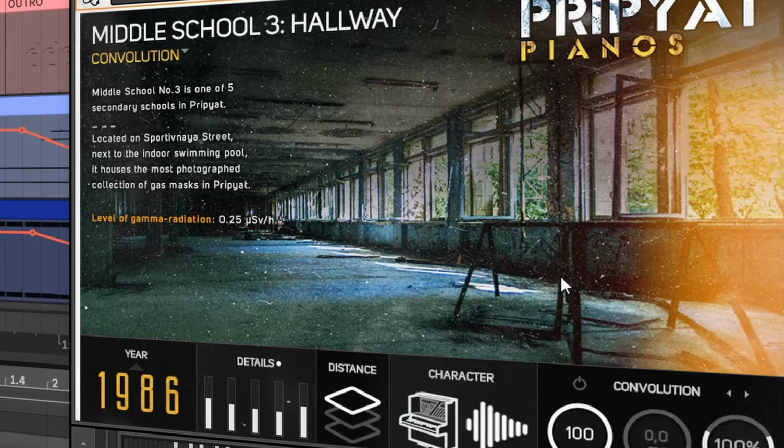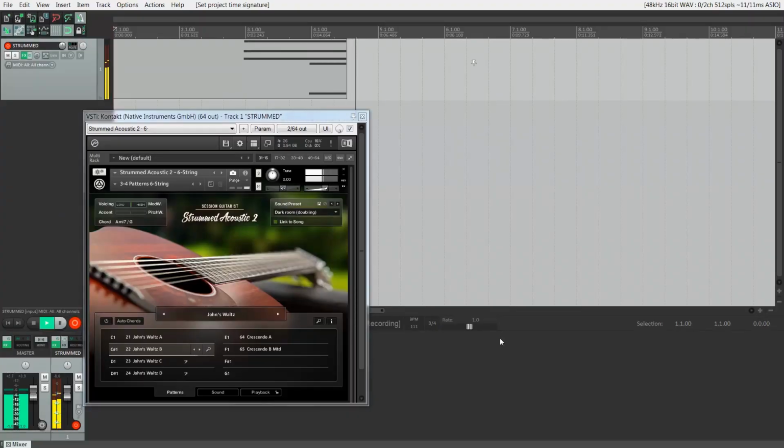Kontakt has a powerful synthesis engine and a staggering variety of built-in effects, ranging from reverb to guitar amp simulation and everything in between.